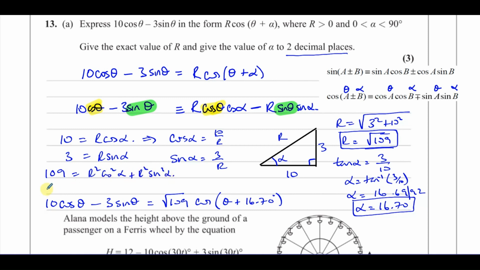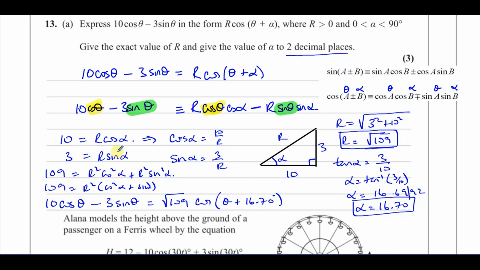So when you take out r squared as a common factor, you have cosine squared alpha plus sine squared alpha. Now we know that equals 1, so you'll end up with r squared equals 109. So r is equal to the square root of 109, which we found.